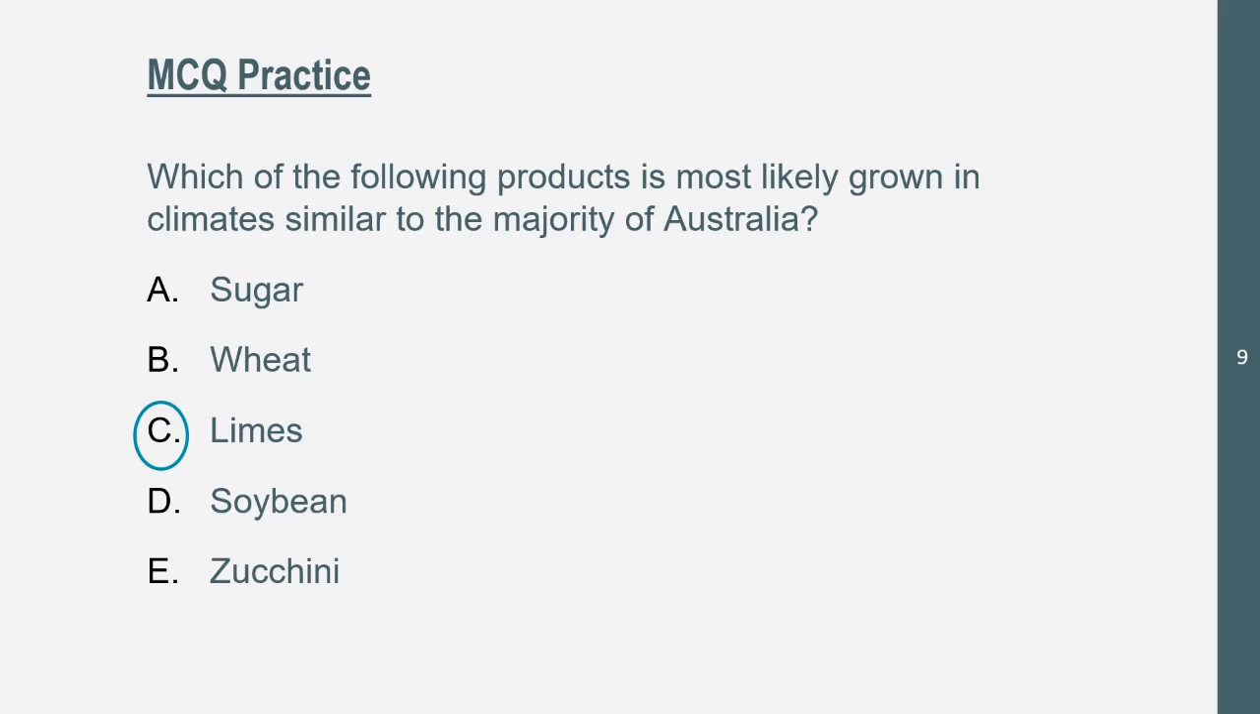So in our dry areas of Australia, they grow a lot of citrus fruits, and lime is a citrus fruit. Wheat is primarily grown in those cold mid-latitude climates. Sugar is in our tropics. Soybean is in our warm mid-latitudes, and zucchini, we'll see those in our mid-latitudes as well. And the only one here that's really dry is lime, which is a citrus fruit. Now, of course, different parts of Australia, particularly around the coast and like New South Wales and Victoria, are going to have some tropical, subtropical, more mid-latitude stuff as well.